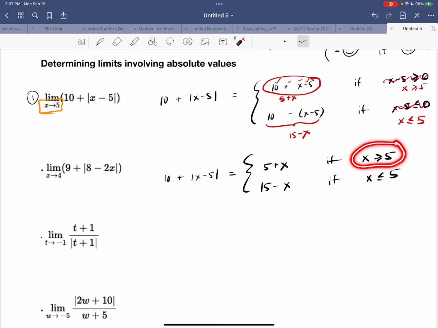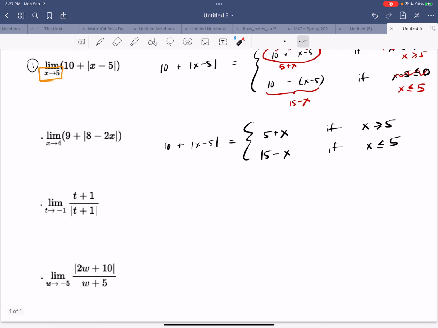So now, because I'm trying to take the limit as x approaches 5, and I have a formula that differs based on whether x is bigger than 5 or x is less than 5, this tells me that in order to compute this limit, I need to compute the limit as you approach from the left, and I need to compute the limit as you approach from the right, right? So I need to compute the left-hand limit and the right-hand limit. So there are 2 ways you can do this. One way is to sketch a graph of your function. So the function is a piecewise defined function. Sometimes it's 5 plus x, and sometimes it's 15 minus x. So let's do method 1, which is to create a sketch.